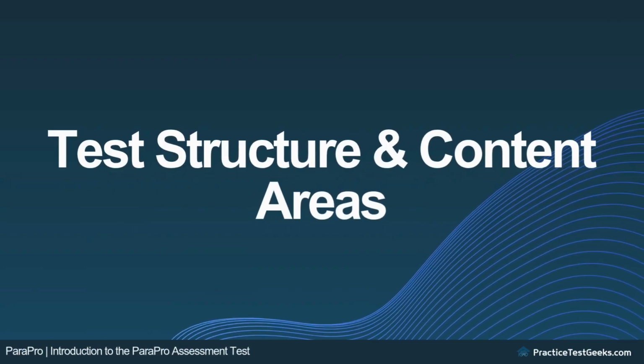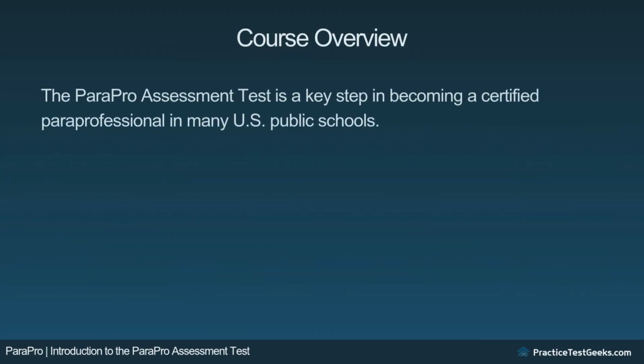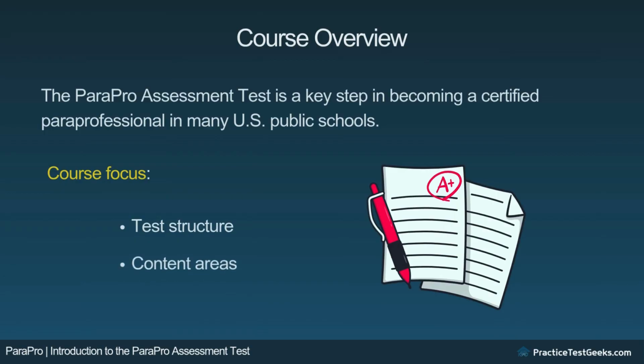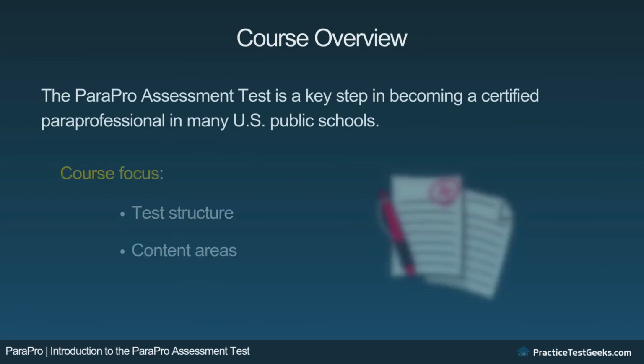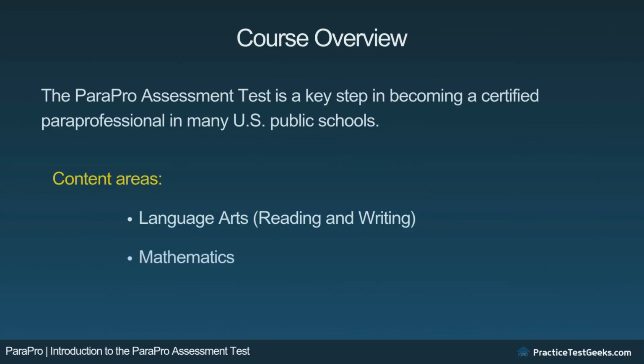ParaPro Assessment Test, Test Structure and Content Areas. The ParaPro Assessment Test is a key step in becoming a certified paraprofessional in many U.S. public schools. This course focuses on the content, test structure, and the content areas covered in the exam. By understanding how the test is organized and what each section assesses, you'll be better prepared to tackle the exam confidently. We will break down each of the content areas: language arts, reading and writing, mathematics, and general knowledge, and provide strategies to improve your performance in each area.